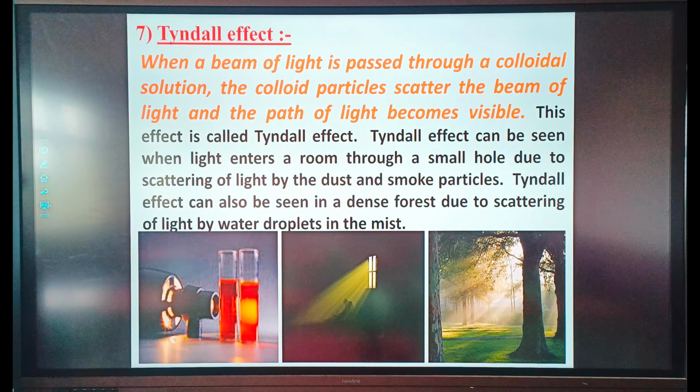Tyndall effect. Do you know about the Tyndall effect? When a beam of light is passed through a colloid solution, the colloid particles scatter the beam of light and the path of light becomes visible. This is called the Tyndall effect.